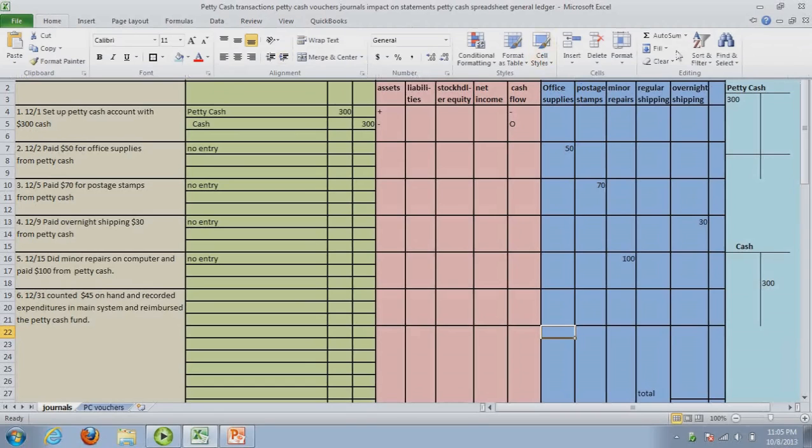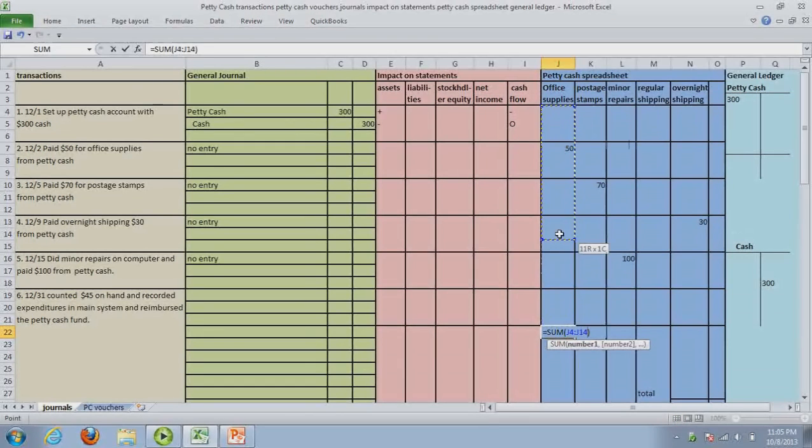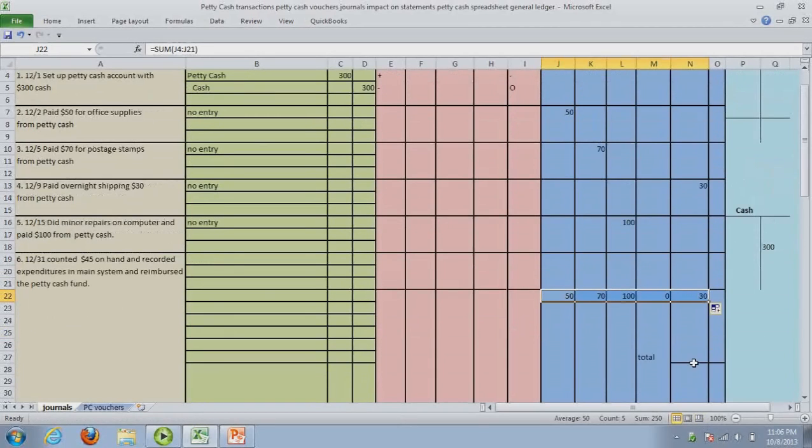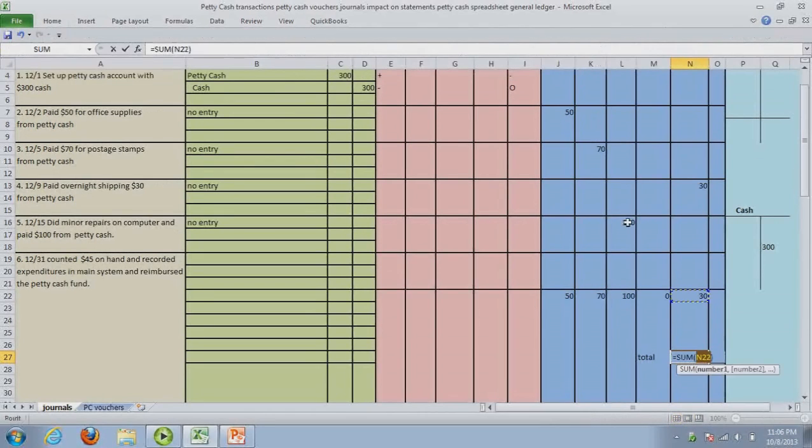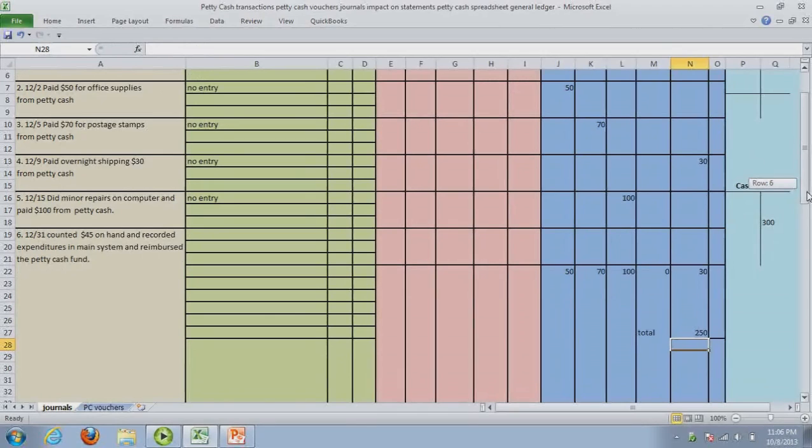If we do an auto sum of each column, it's a little overkill. You don't have anything in the columns to sum, but let's pretend we do. So if we add these up and then we total our spreadsheet, again with the auto sum, then we should be able to document exactly how much we spent this period. So apparently we spent $250 and we've counted 45.